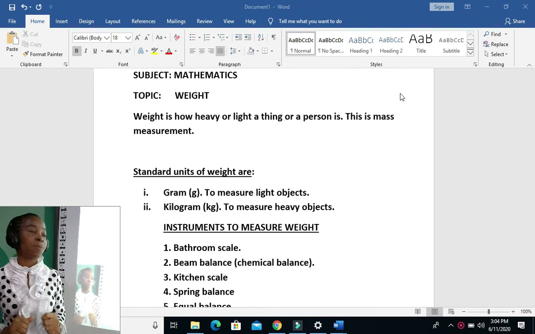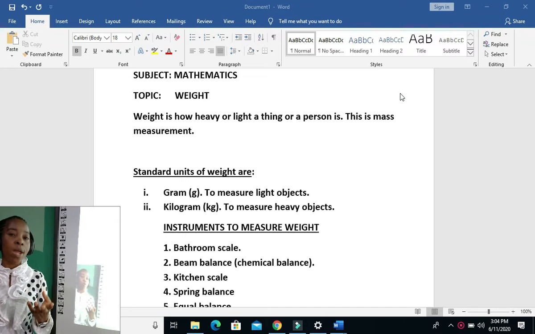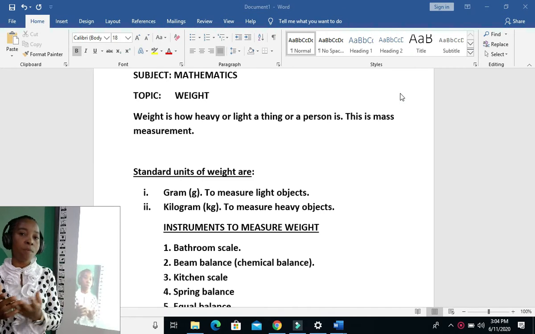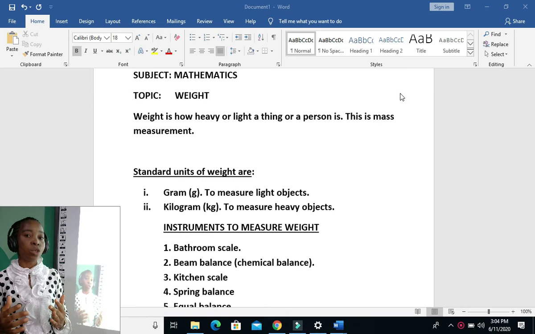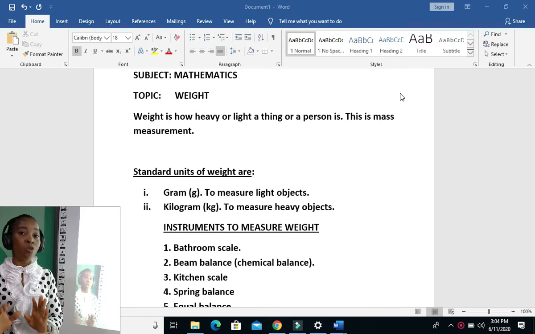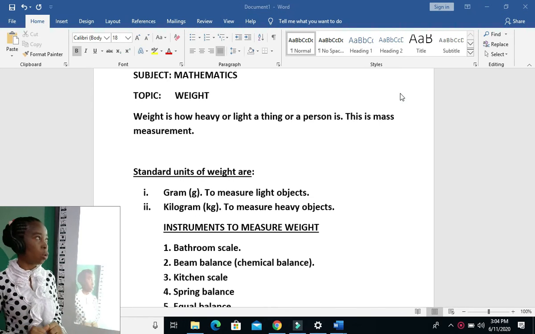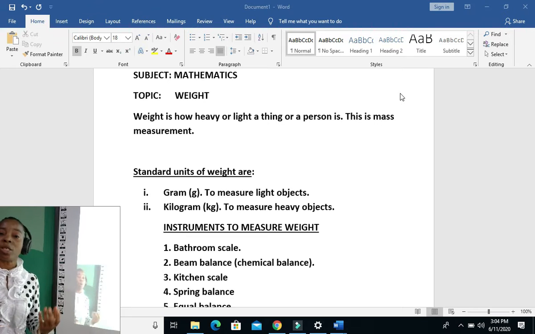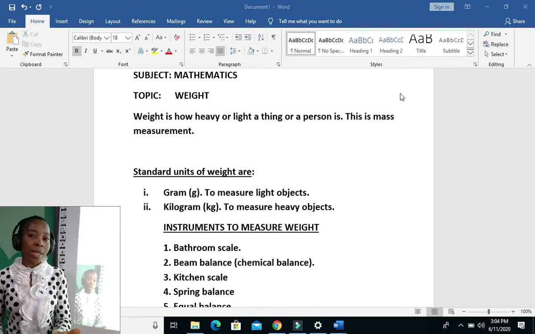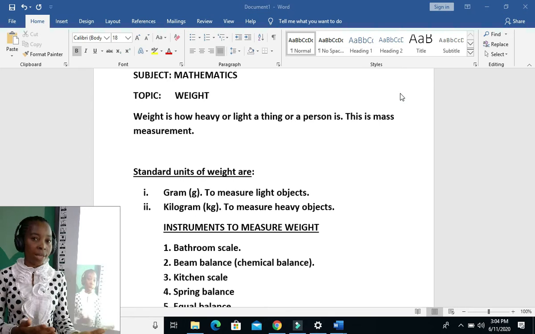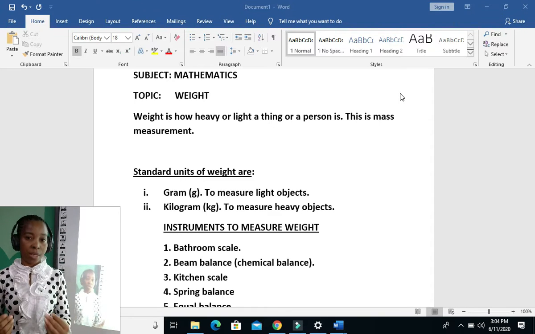Weight. And remember, we've talked about weight as part of those things we measure, when I introduced measurement as the act of finding out something. So today we are looking at weight as a topic of its own. And here we have it. What is weight? Weight is finding out how heavy or light a thing or a person is.